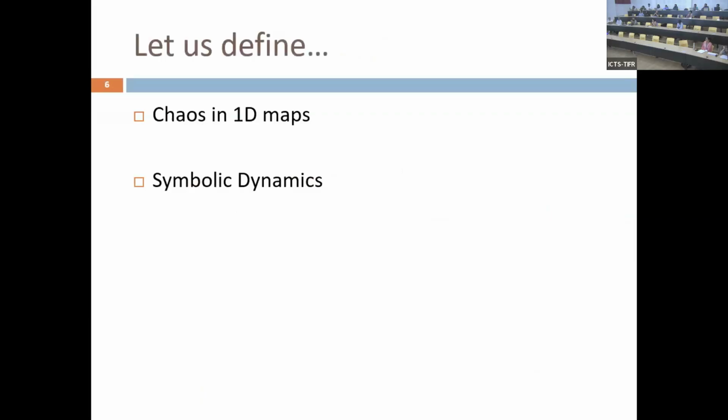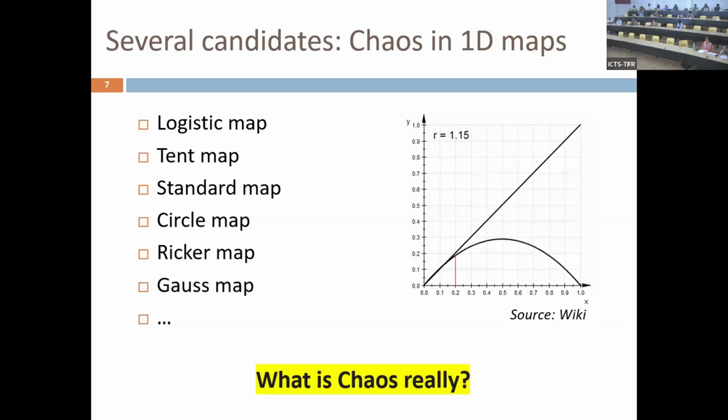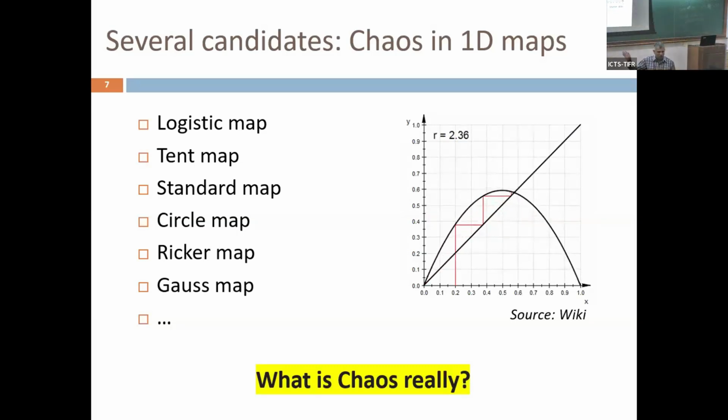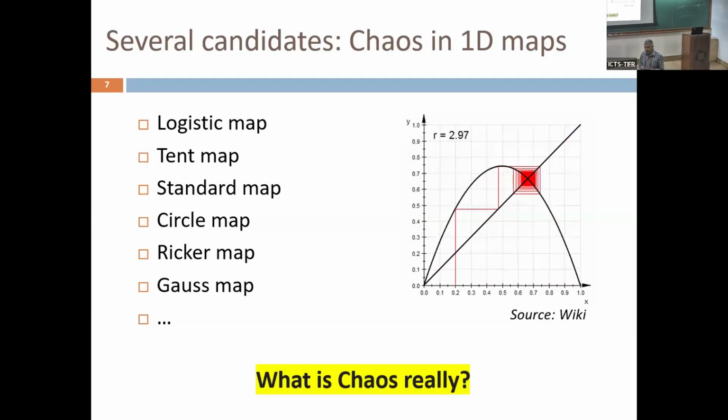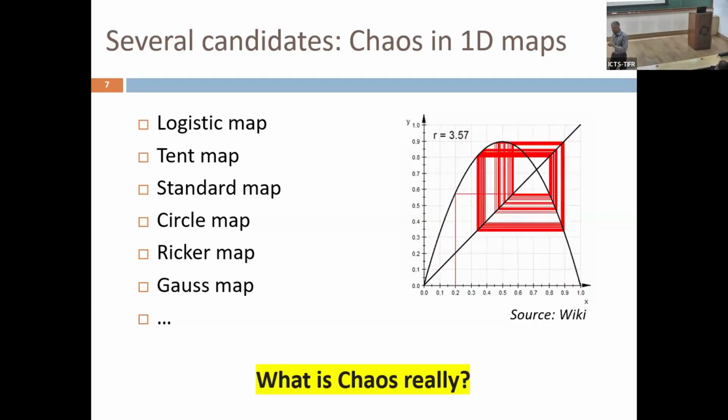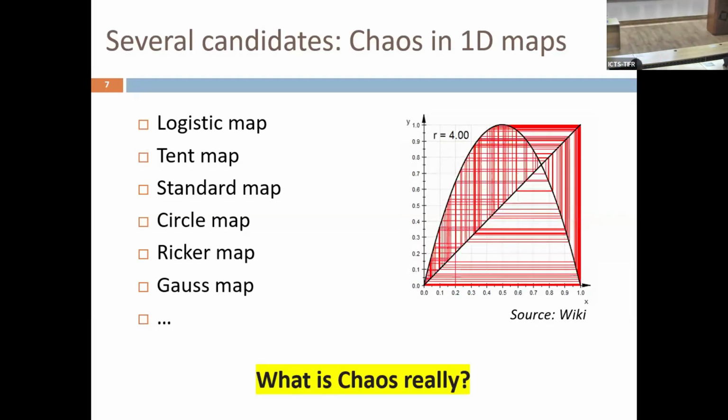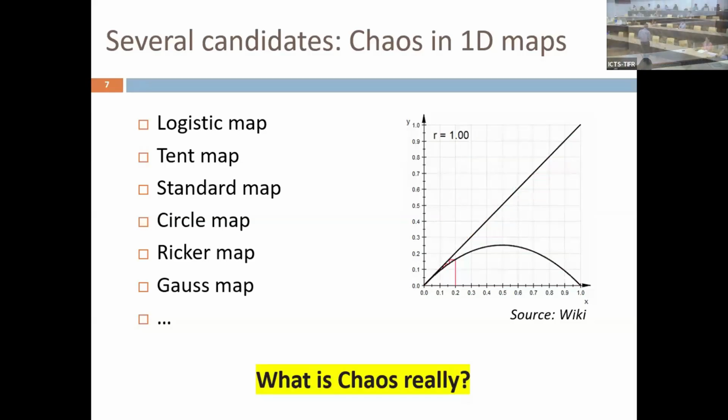Now, let's get into the hardcore of it. I want to talk a little bit about 1D maps and symbolic dynamics. I was looking at what's a good prototype to understand chaos. You have all these examples, and I'm pretty sure that many of you have taken courses in nonlinear dynamics, and pretty much all these names are familiar to you: logistic map, circle map, tent map, Ricker map, all these kinds of maps.